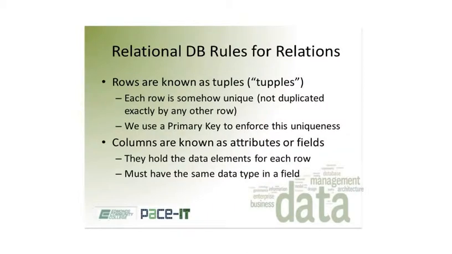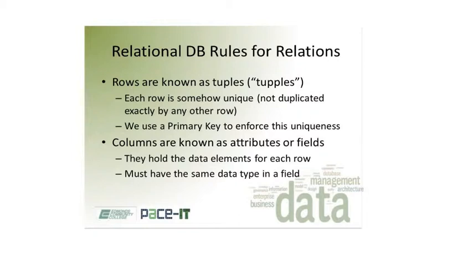So rows, the horizontal things that go across, are known as tuples. I for the longest time pronounced this "tuples" and was corrected. It's actually "tuples". Each row is somehow unique, not duplicated exactly by any other row. And we'll use what we call a primary key to enforce this later. Towards the end of the deck here, we'll talk about primary keys.